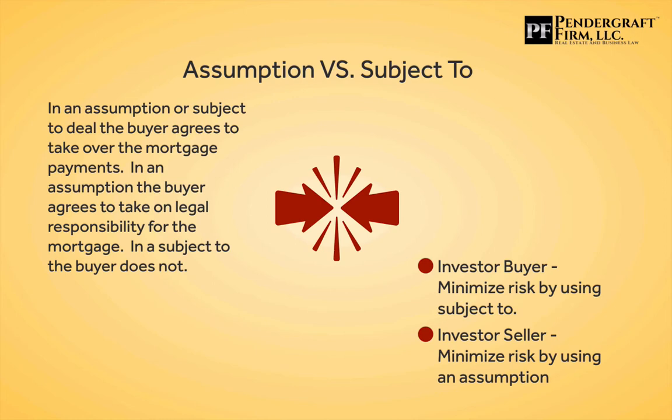Assumption versus subject to. In an assumption or subject to deal, the buyer agrees to take over the mortgage payments. In the assumption, the buyer agrees to take on legal responsibility for the mortgage. In a subject to, the buyer does not agree to take on legal responsibility. So if you're a buyer, you want to minimize risk by using a subject to. And if you are a seller, you want to minimize risk by using an assumption, because you want them to be held legally liable if they do not pay.